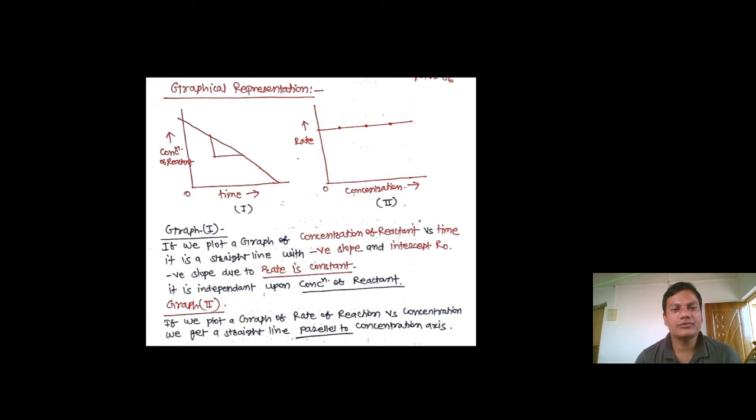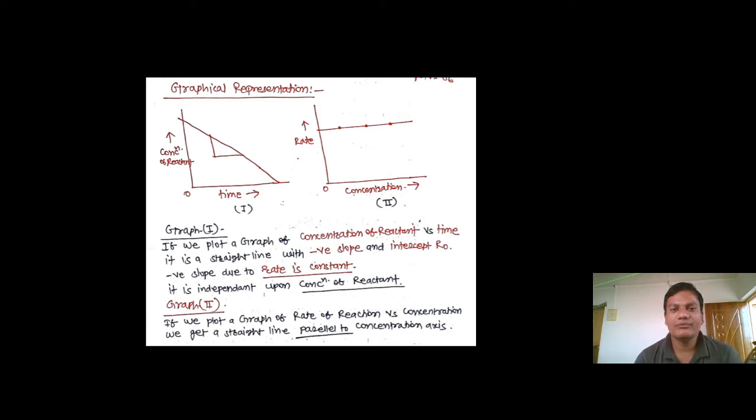So negative slope is due to rate is constant. Rate remains constant even though as time increases, concentration of reactant decreases. It is independent upon the concentration of reactant. So this is the explanation for graph 1.